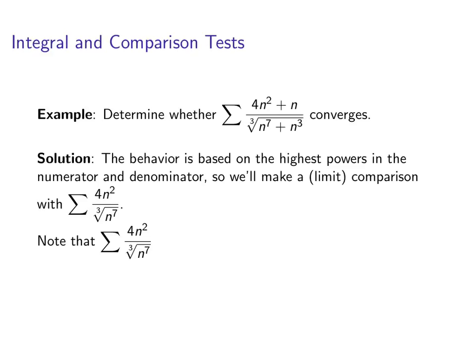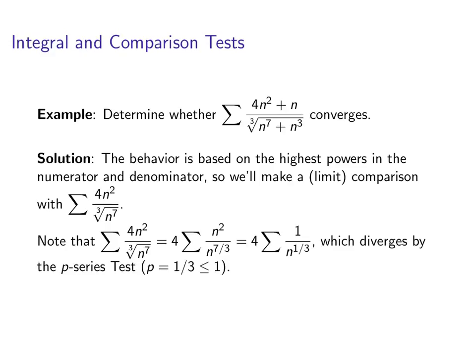Now this series is the same as the sum of n squared over n to the 7/3. I've pulled the 4 out, which we can rewrite as the sum of 1 over n to the 1/3. That diverges by the p-series test. The p in question is 1/3, which is less than or equal to 1.